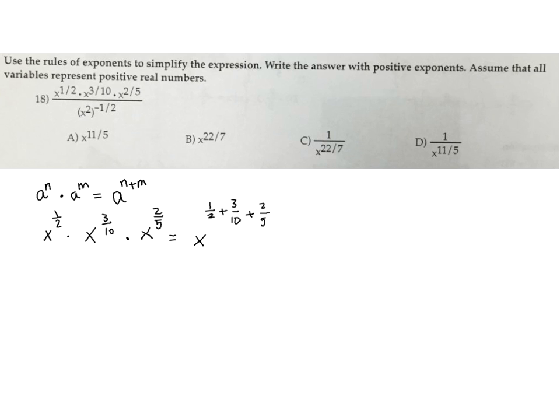How do you add fractions? You find the LCD. What's the LCD? 10. So I need to multiply the first fraction by 5/5, not 10, 5/5. The second one is already 10, so I don't have to worry about it. The third fraction I multiply by 2/2. So now I can combine these. Then I would have x to the power of 5 plus 3 plus 4 over 10. Does that make sense? So this whole thing would be x to the power of what over 10?